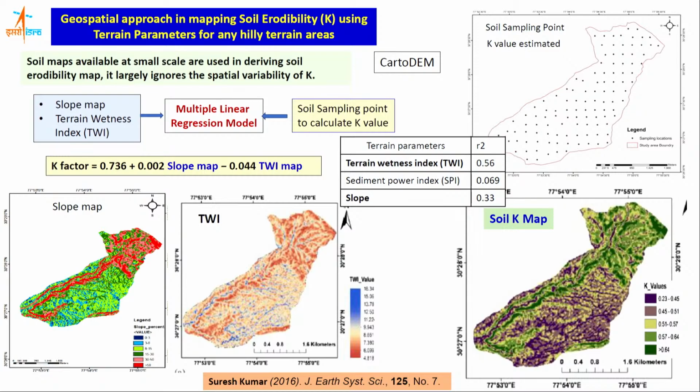Here it is prepared the soil mapping of erodibility of soil, where I have taken the slope map, terrain wetness index map, and I have taken the sample. Here I calculated the K value or soil erodibility and made the relationship, a multiple linear regression model. Using this regression, I developed the regression model, and this is the regression model shown here. And I can generate the soil K or soil erodibility map.